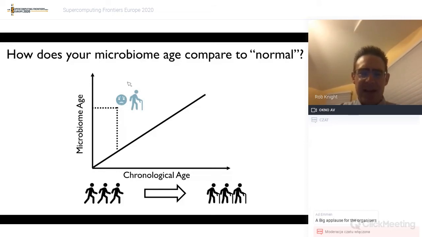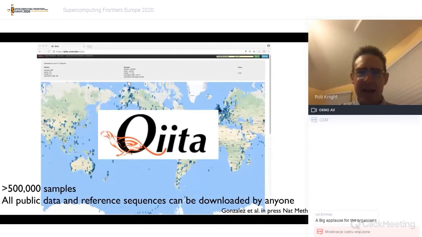Anyway, at this stage, we have amassed a huge amount of data to train different AI techniques on. And this is our database called Qiita that was actually published now. But essentially, we have hundreds of thousands of microbiome samples from around the world. And all of the public data and all of the reference sequences can be downloaded by anyone. It is a free and open data set.